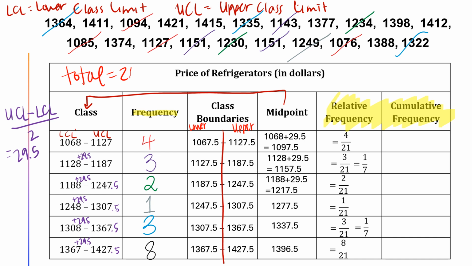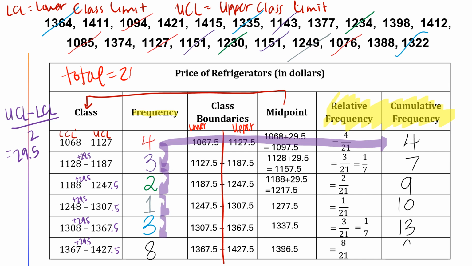All right, and then cumulative frequency. Remember, this is where you're adding up those frequencies. So for the first one, it's just going to copy over. Then you start adding. So 4 plus 3 is 7. 7 plus 2 is 9. 9 plus 1 is 10. 10 plus 3 is 13. 13 plus 8 is 21.